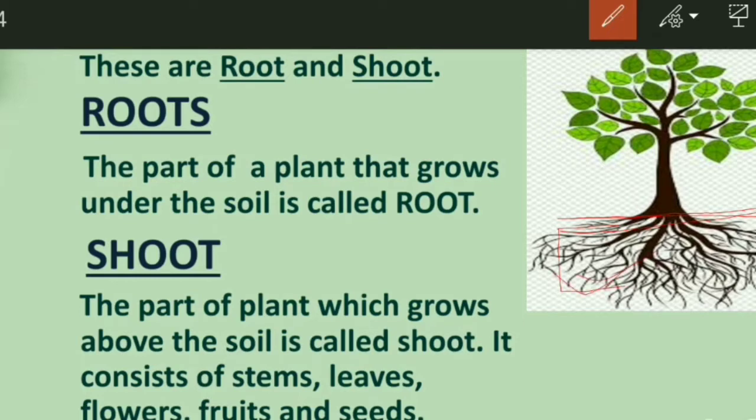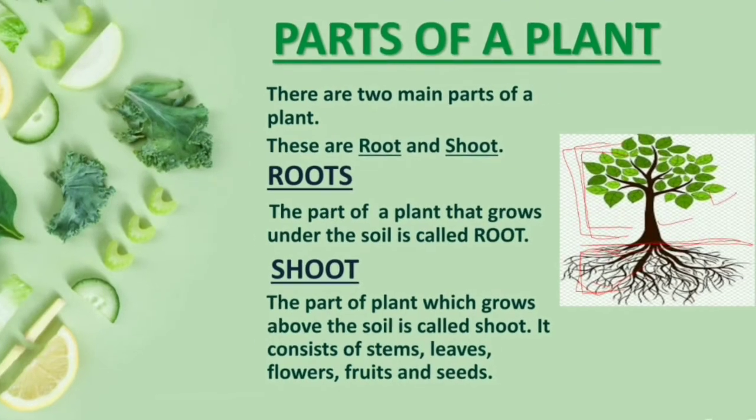part of plant which grows above the soil is called shoot. So this whole part is known as the shoot. It consists of stems, leaves, flowers, fruits and seeds. So the shoot contains the stem, leaves, flowers, fruit and everything. So the plant has two main parts. One is the root which grows under the soil, and one is the shoot which grows above the soil. Now we'll read about the roots and the types of root.